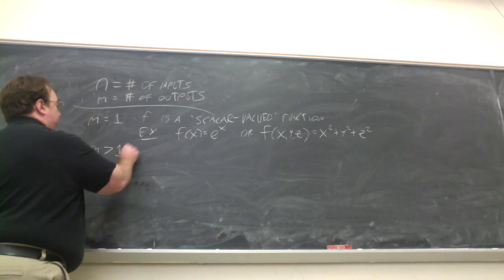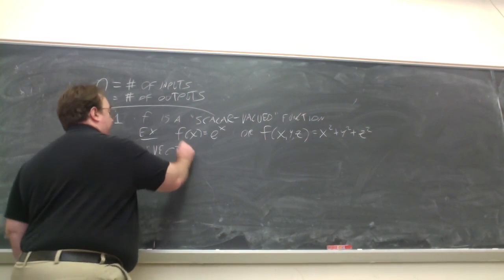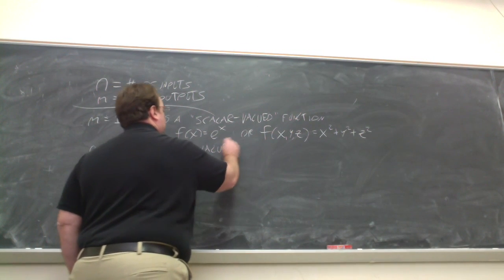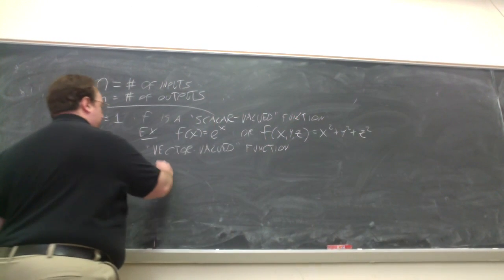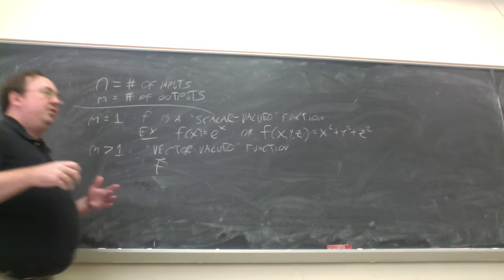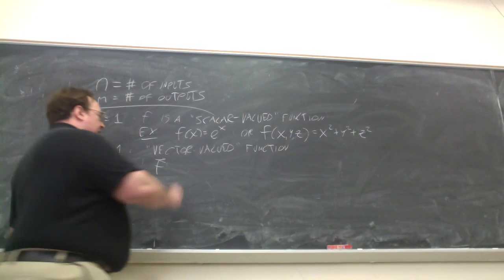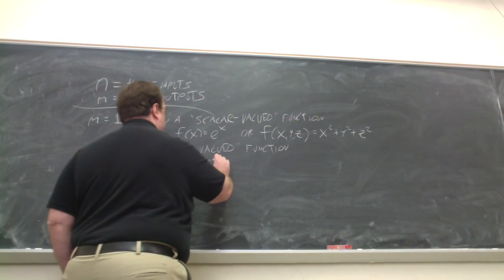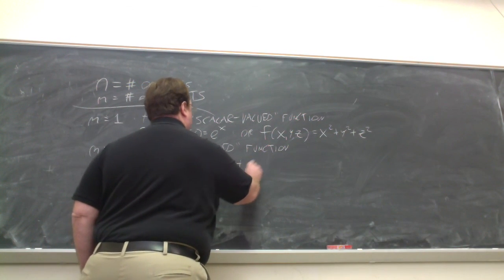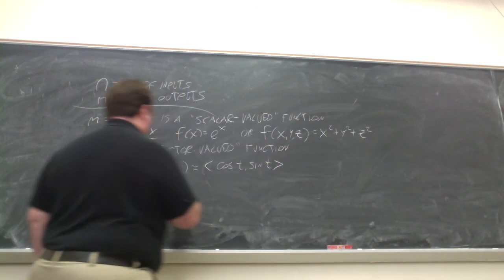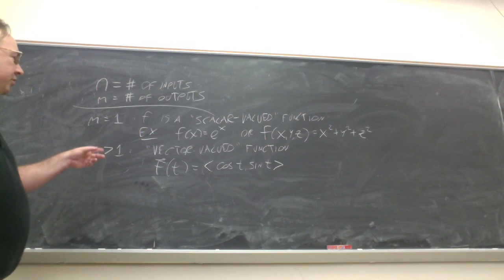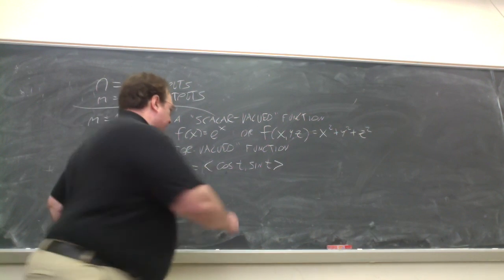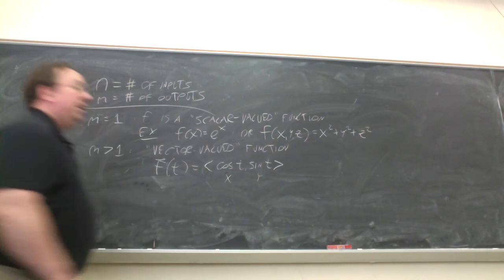If m is greater than 1, that is a vector valued function. Now this is nothing about the number of inputs, only the number of outputs. So for instance, f of t could be a vector cosine t, sine t. So your input is just a single variable t for the time, and then your output is going to be a vector in 2 dimensions with x-coordinate cosine t, and y-coordinate sine t.